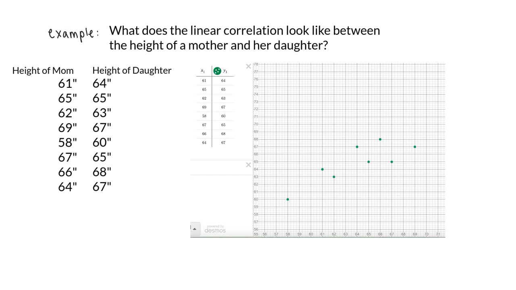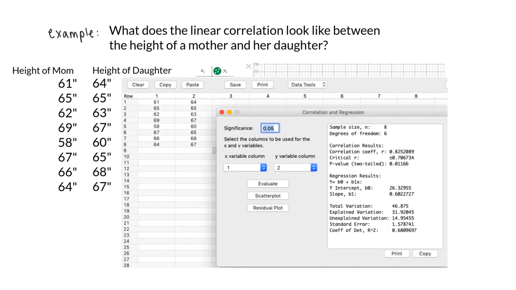To do that, I'm going to use StatDisk, and I'm going to go to Analysis, and then Correlation and Regression, and make sure that my X and Y values are in column 1 and column 2, or whichever columns I pick. It'll look like this. I have the mother's heights here and the daughter's heights here. I evaluate. Column 1 is my X variable, column 2 is my Y variable. What comes out is my sample size. I sampled randomly 8 mothers and daughters.